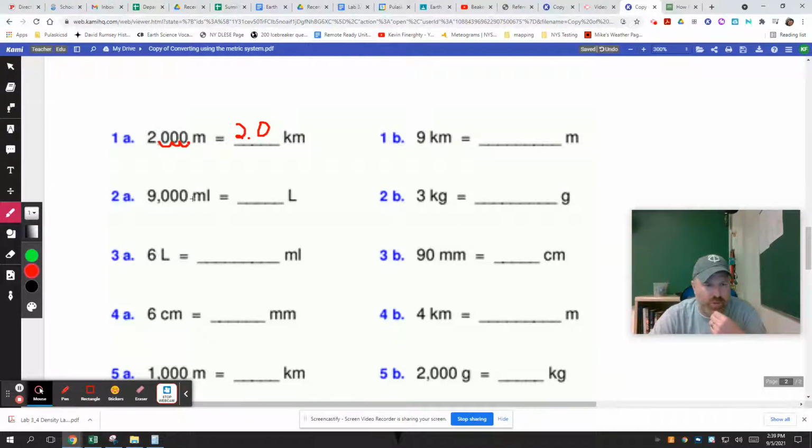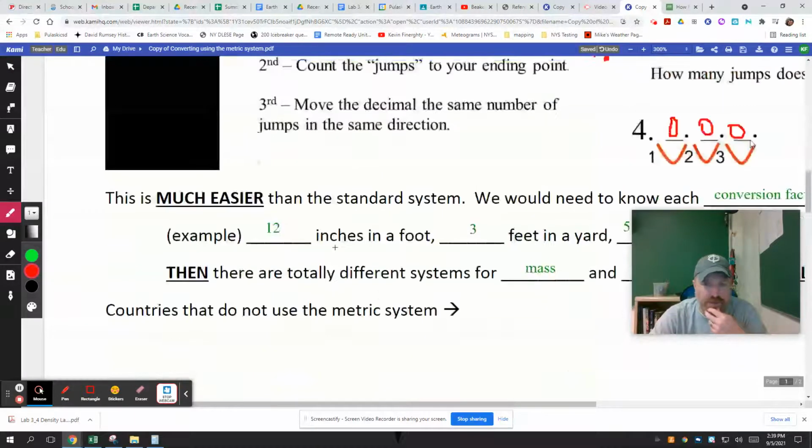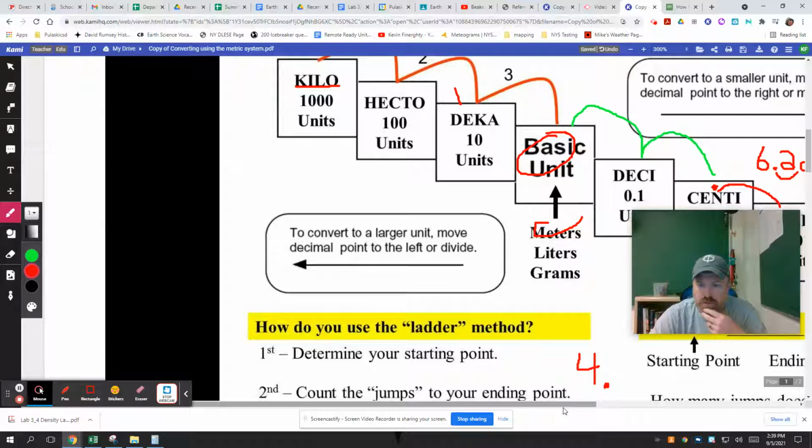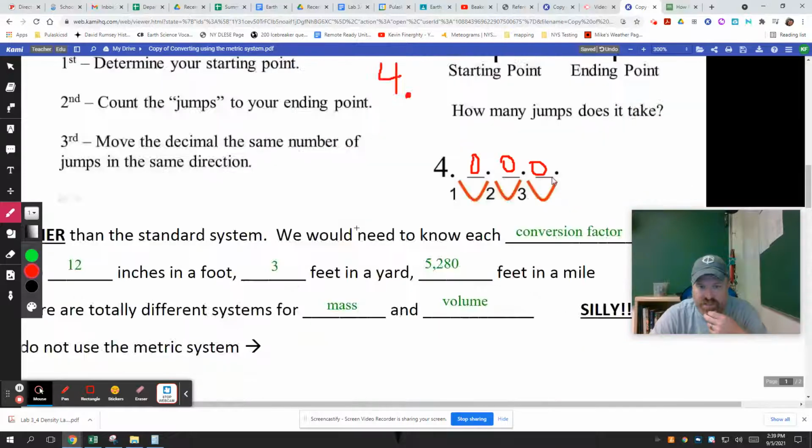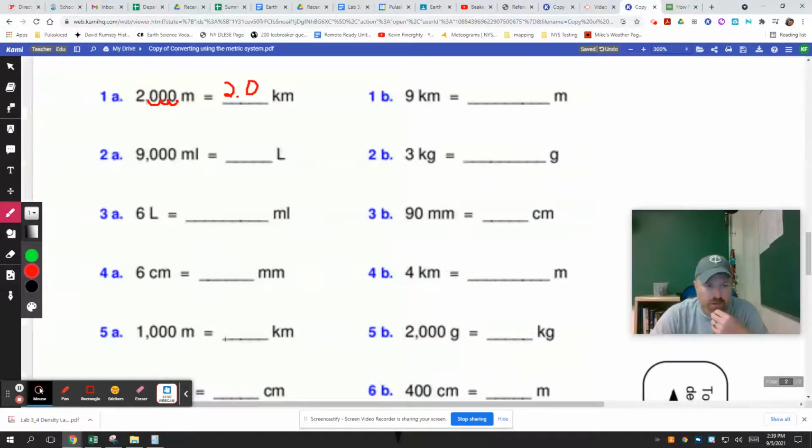How about we go backwards? Let's just do a totally different one. Milliliters to liters, that's kind of the same. Liters and milliliters, I like this one. 6 liters is how many milliliters? So liters is in the middle. That's our basic unit. I'm going to go 1, 2, 3 to the right to get down to milli. So I know that there's a decimal there. 1, 2, 3, 6,000 milliliters.